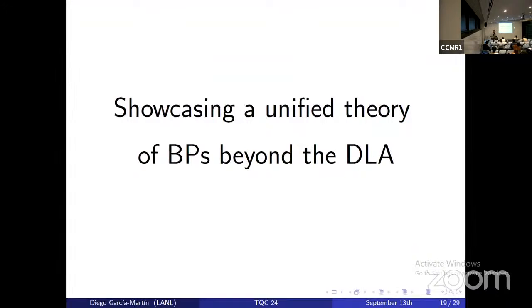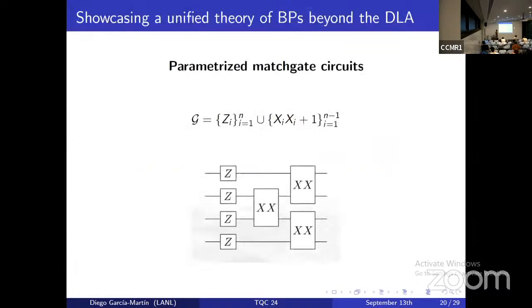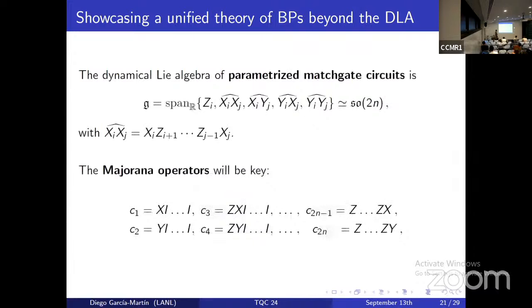Okay. So now let's see how we can relax the assumption of the state and the observable belonging to the algebra. That's what we did in this paper. And for this, we had to resort to parameterized matchgate circuits that can be created by layers of this form, as I said before. Even though here we restrict to parameterized matchgate circuits, I will argue that all the elements of a final completely general theory are already here in this example. So let's see how this goes.